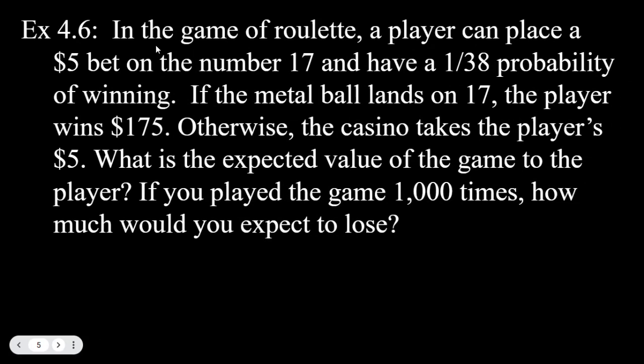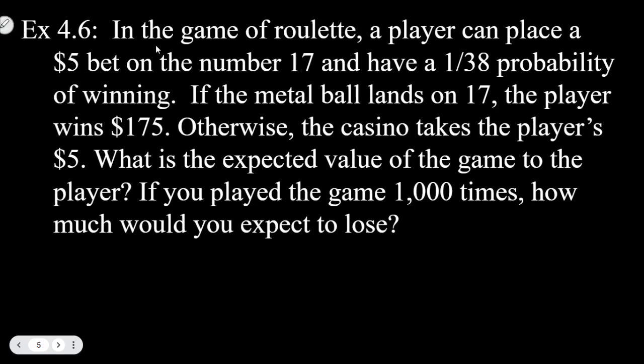4.6, in the game of roulette, a player can place a $5 bet on the number 17, and he will have a 1 out of 38 probability of winning. That's because there are 38 total numbers, and one of them is a 17. If the metal ball lands on the 17, the player wins $175. Otherwise, the casino takes the player's $5. What is the expected value of the game to the player? And then if you play the game 1,000 times, how much would you expect to lose?